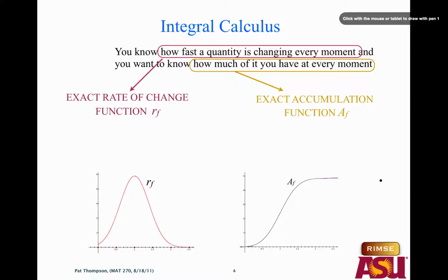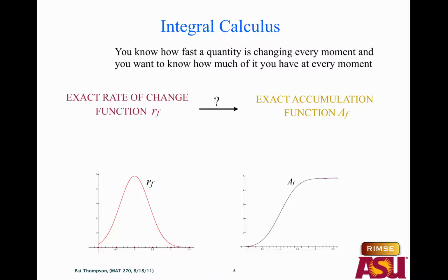Okay, so the question becomes, how do we do this? How do we get exact accumulation from exact rate of change? Over the course of a couple weeks, or 3 weeks in fact, we've been working on this journey of how to do that. And so from exact rate of change, you should be thinking, well, we're going to get an approximate rate of change function.